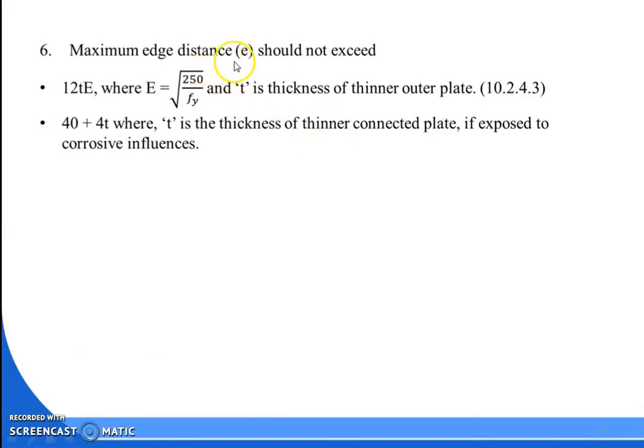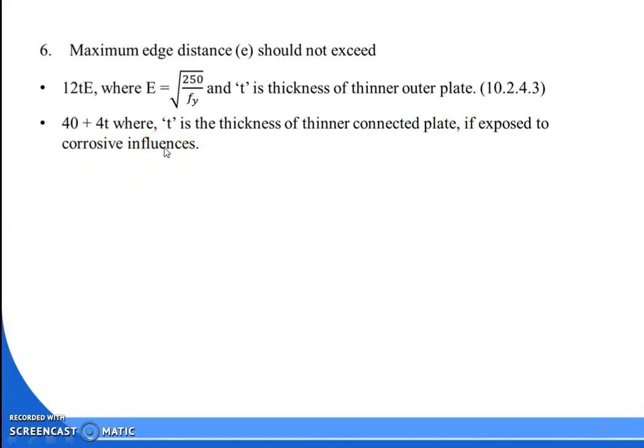So next is your maximum edge distance. The maximum edge distance, denoted as small e, should not exceed 12 T epsilon, where T is the thickness of the thinner outer plate and epsilon is the square root of 250 by Fy. You can see this design specification in the design code, clause 10.2.4.3, and 40 plus 4T, where T is the thickness of the thinner connected plate, if exposed to corrosive influences.